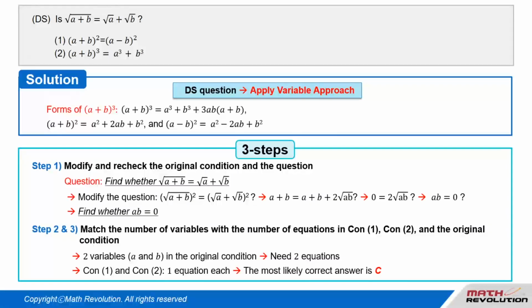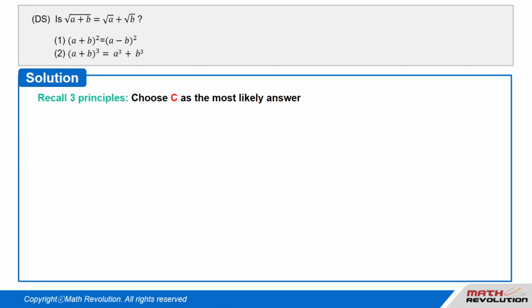Follow the second and the third steps. From the original condition, we have 2 variables, a and b. To match the number of variables with the number of equations, we need 2 equations. Since conditions 1 and 2 will provide 1 equation each, C would most likely be the answer. Recall 3 principles and choose C as the most likely answer. Let's modify conditions 1 and 2 to suit our requirements.